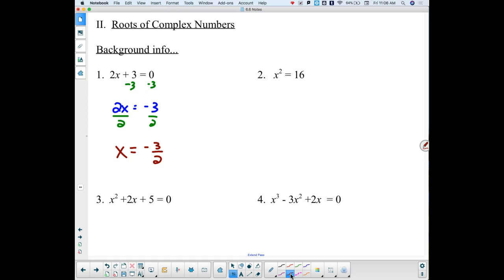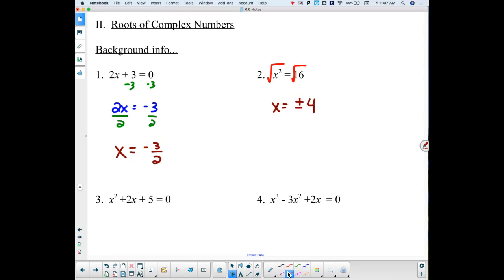What would you do in that one? Square root both sides? Okay, what do you get for an answer? X equals plus and minus 4? Okay. Why did I know that the first answer of 4 was wrong? Why do I know just from the start of that problem that there's 2 answers for that one, and from the start of number 1 that there's 1 answer for that one?